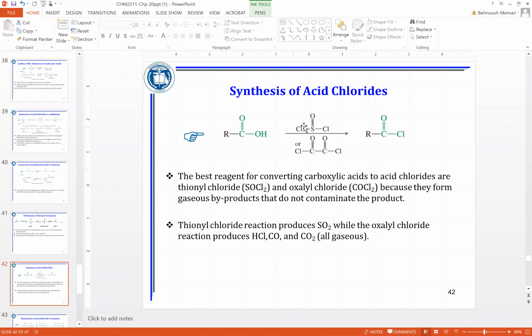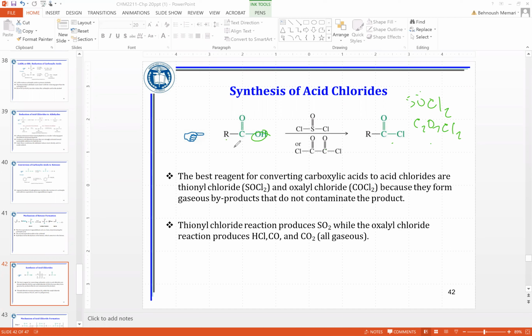To prepare acid chloride, the reagent that you are using is thionyl chloride, which is SOCl2, or oxalyl chloride, C2O2Cl2. Thionyl chloride or oxalyl chloride would change the acid to acid chloride.